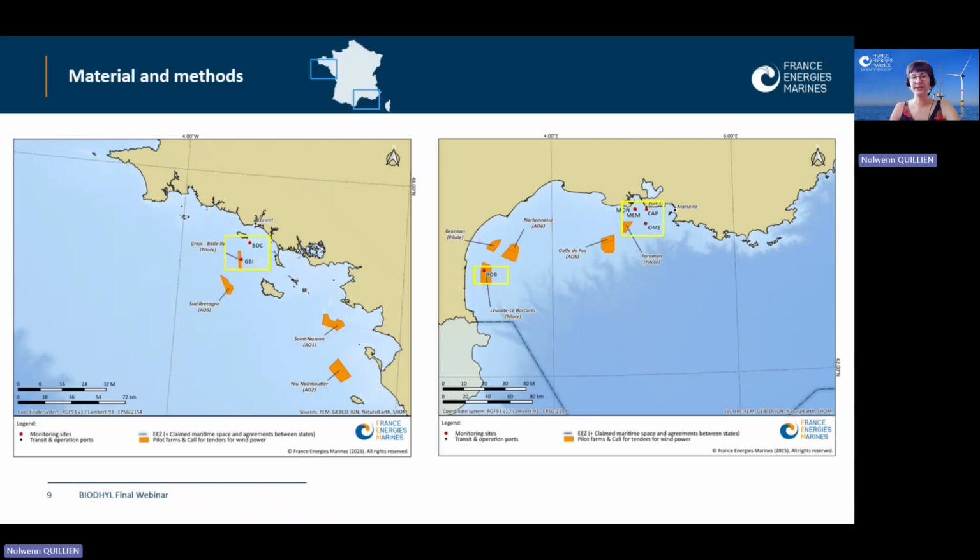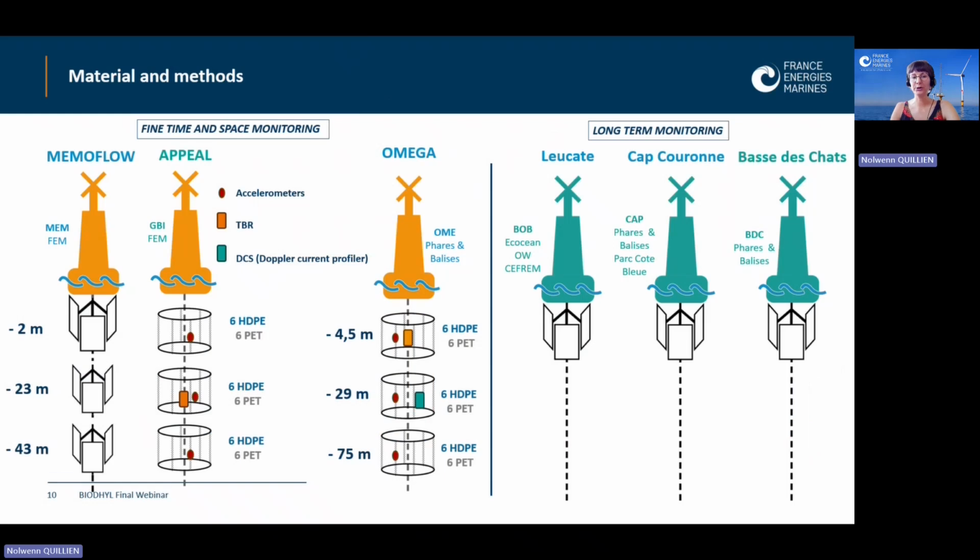So for these surveys, we have deployed our systems at 2 sites in the Atlantic and at 4 sites in the Mediterranean Sea. So you see the 3 letters for each site is the name of the buoys, under which for the fine time and space monitoring, we deployed systems and samples at 3 depths under 3 buoys, so MemoFlow and Omega M and Ome in the Mediterranean, and Apil, which name is GBI, in the Atlantic.